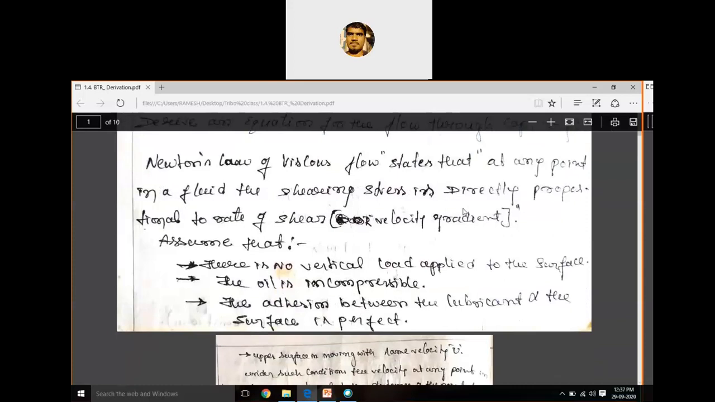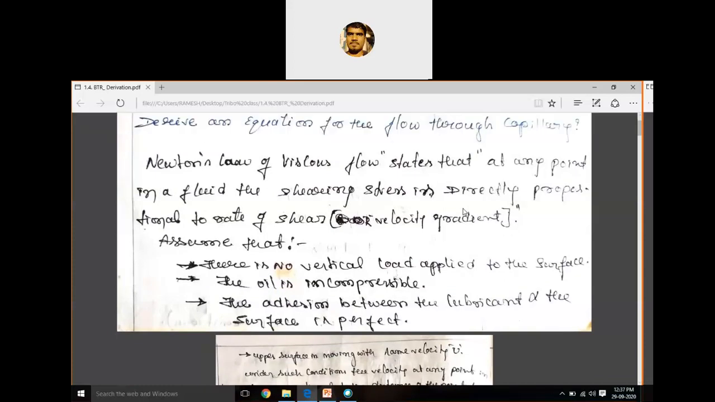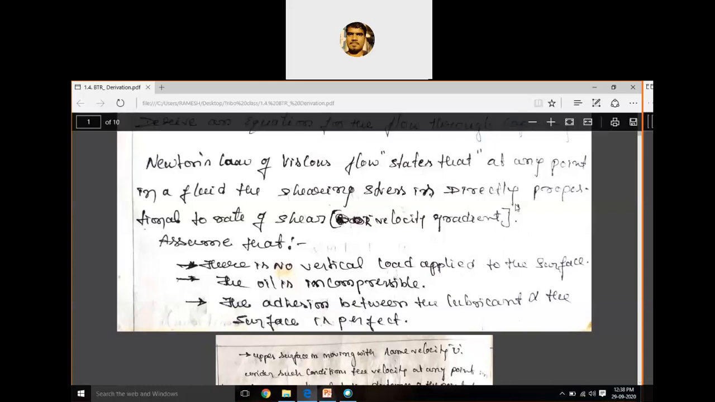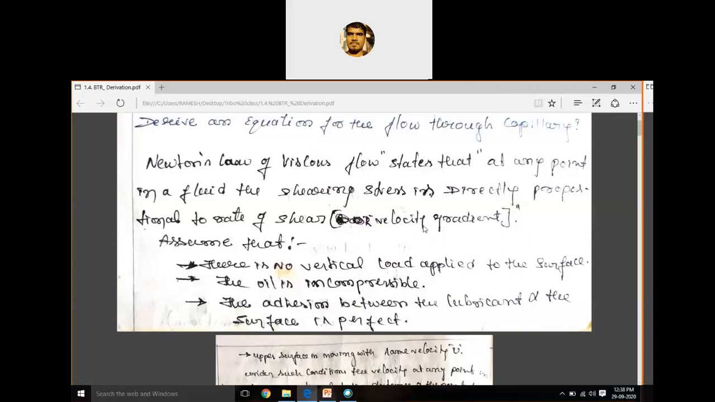Next assumption, the upper surface of the lubricant is moving with the same velocity as the moving surface. Whatever velocity u the moving surface has, the upper surface of the lubricant has the same velocity. So these are the four important assumptions we made for Newton's law of viscosity.